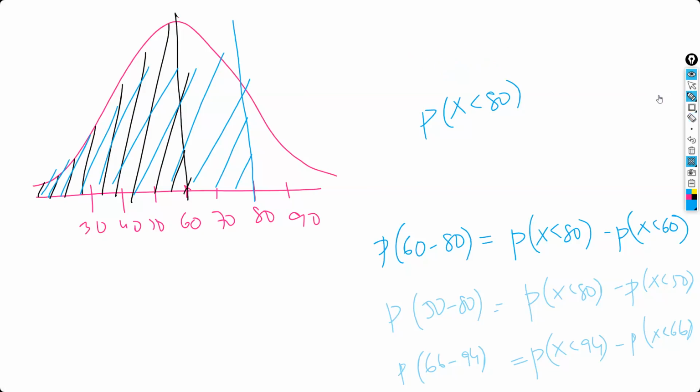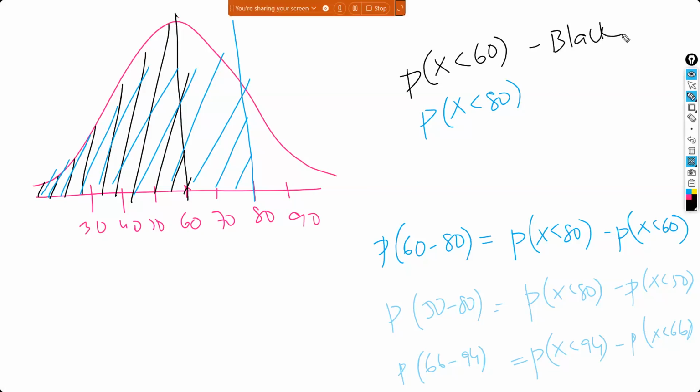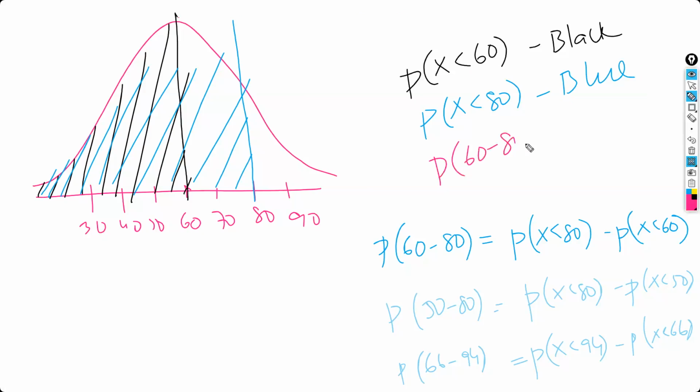In the notes, please clearly write like this. Probability of x less than 60 was represented by black color. Probability of x less than 80 was represented by blue color. And the probability of 60 to 80 was represented by pink color, this one. Any question?